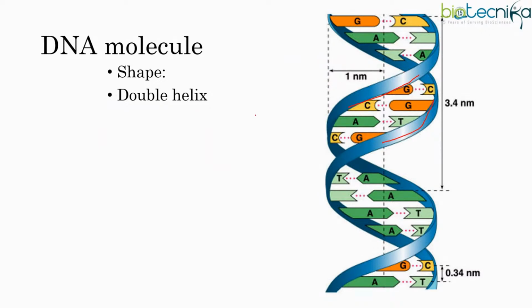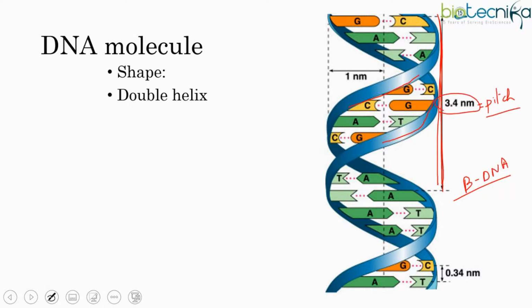Now, Watson and Crick gave this B-DNA model. There are many forms of DNA, A, B, Z DNA. Again, because of time constraints, I'm not going into detail. Now this is one turn of the DNA. This is what is the pitch of the DNA. Pitch means the length of one turn, the rise per turn. So how much is the pitch? 3.4 nanometer. You must remember this.